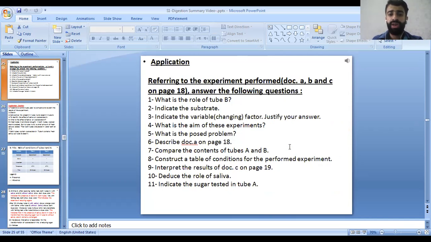The substrate here is called starch. The variable factor is the presence of saliva. The aim is to study the effect of saliva. The problem posed is similar to the aim, but it should be in the form of a question. So, what is the role of saliva?